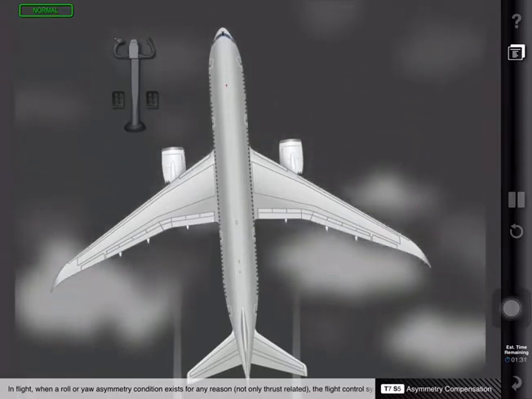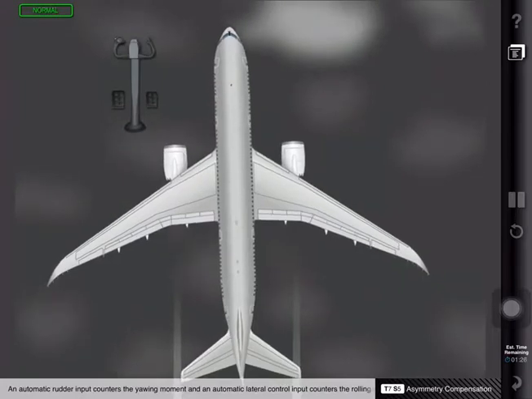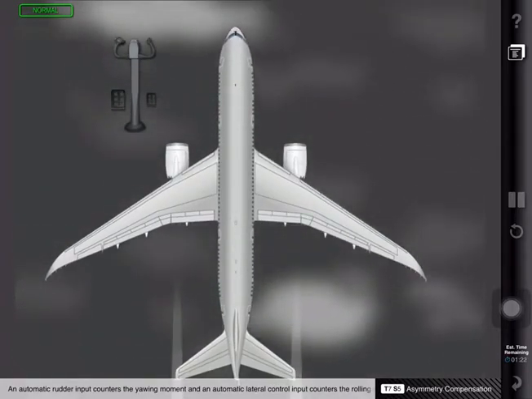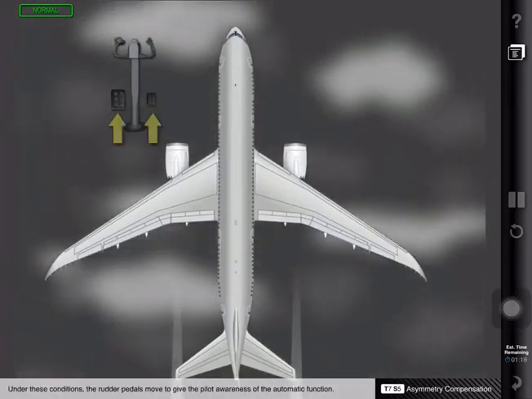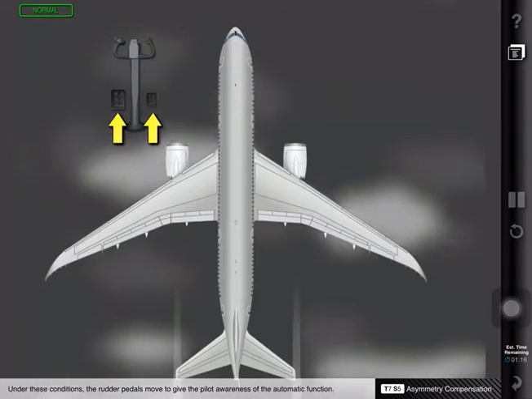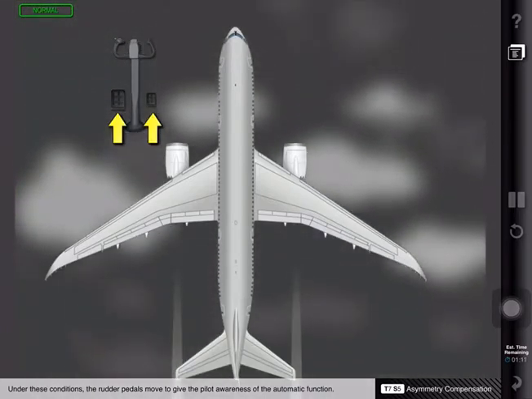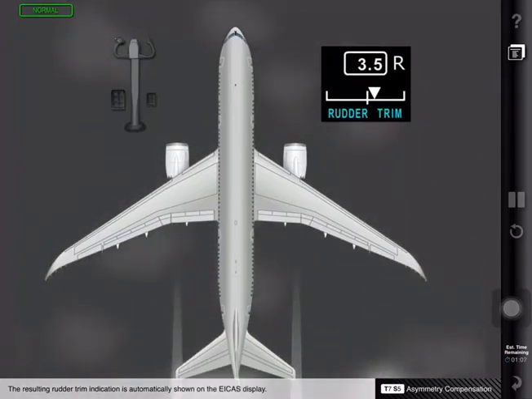to maintain zero roll rate and side slip. An automatic rudder input counters the yawing moment, and an automatic lateral control input counters the rolling moment. Under these conditions, the rudder pedals move to give the pilot awareness of the automatic function. The resulting rudder trim indication is automatically shown on the ICAS display.